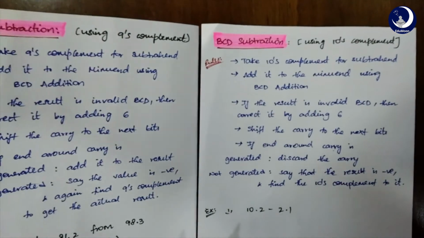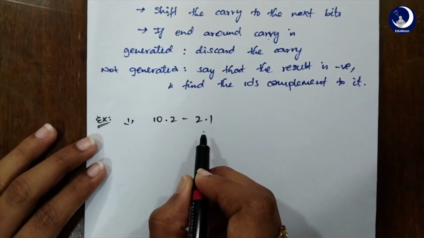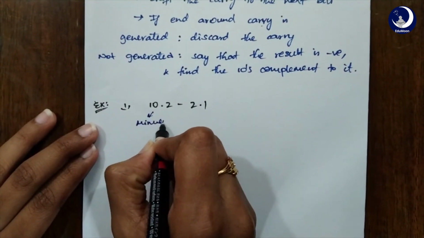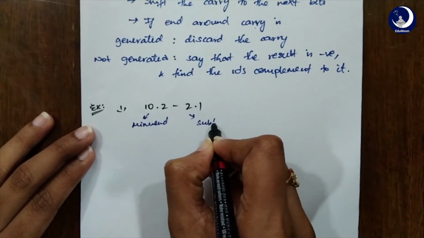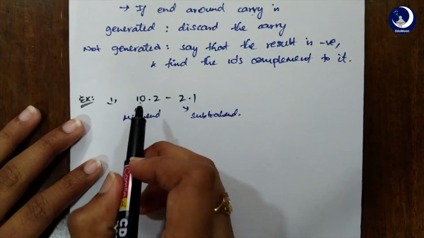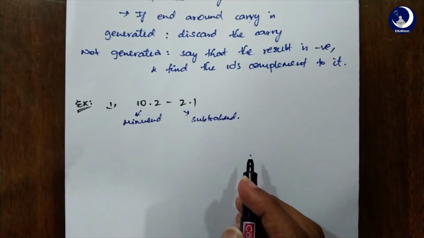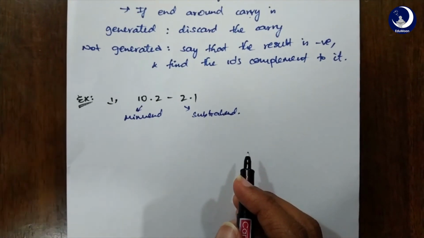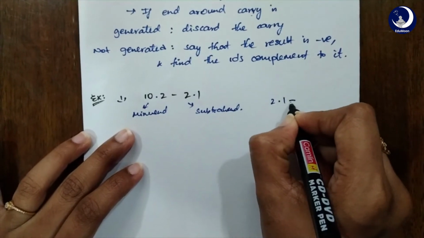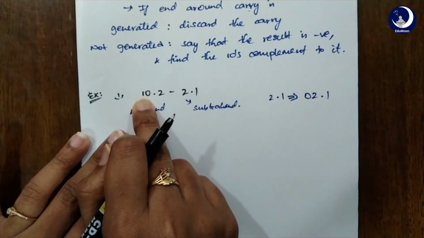Okay, now let's get into the examples. Consider 10.2 minus 2.1. At first, this is your minuend. Never mess up with these. And this is your subtrahend. One more thing to consider here is that 10 is of 2 digits and 2 is only a single digit. Whenever you want to do subtraction, always make sure that both of them have an equal number of digits. So for 2.1, we will write it as 02.1. So this is also of 2 digits and 10 is also of 2 digits.